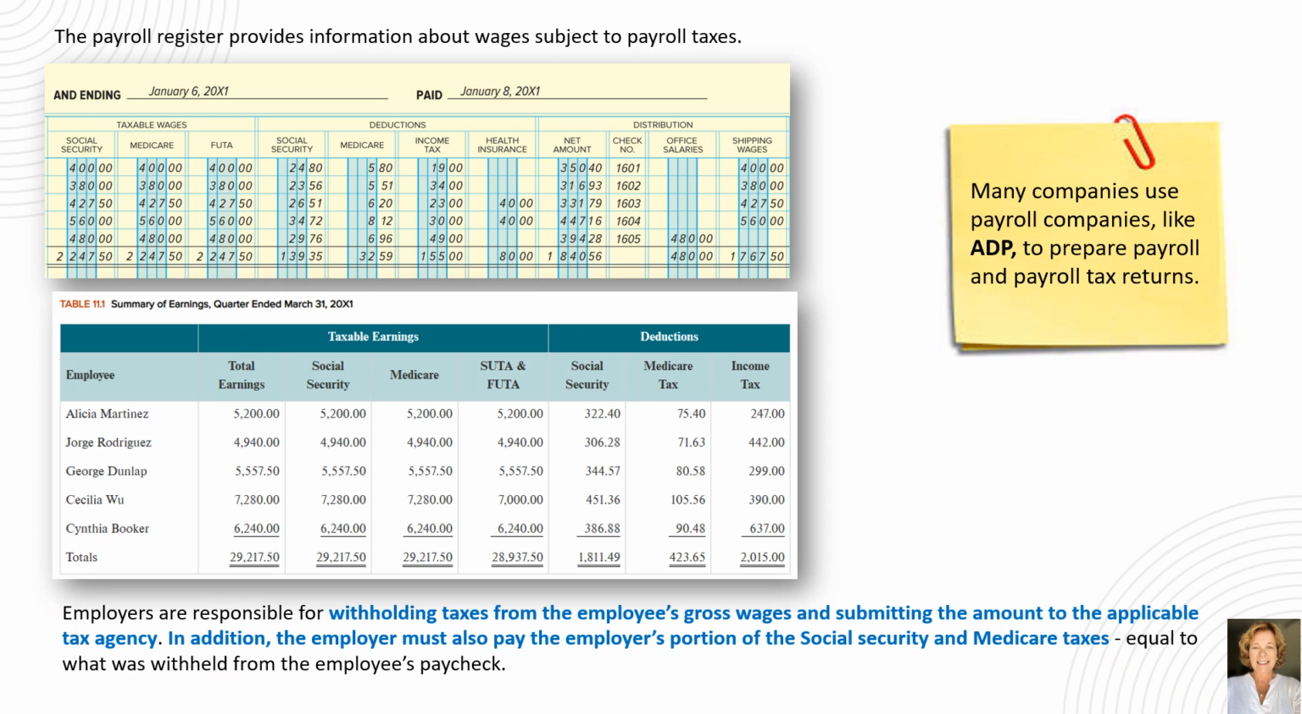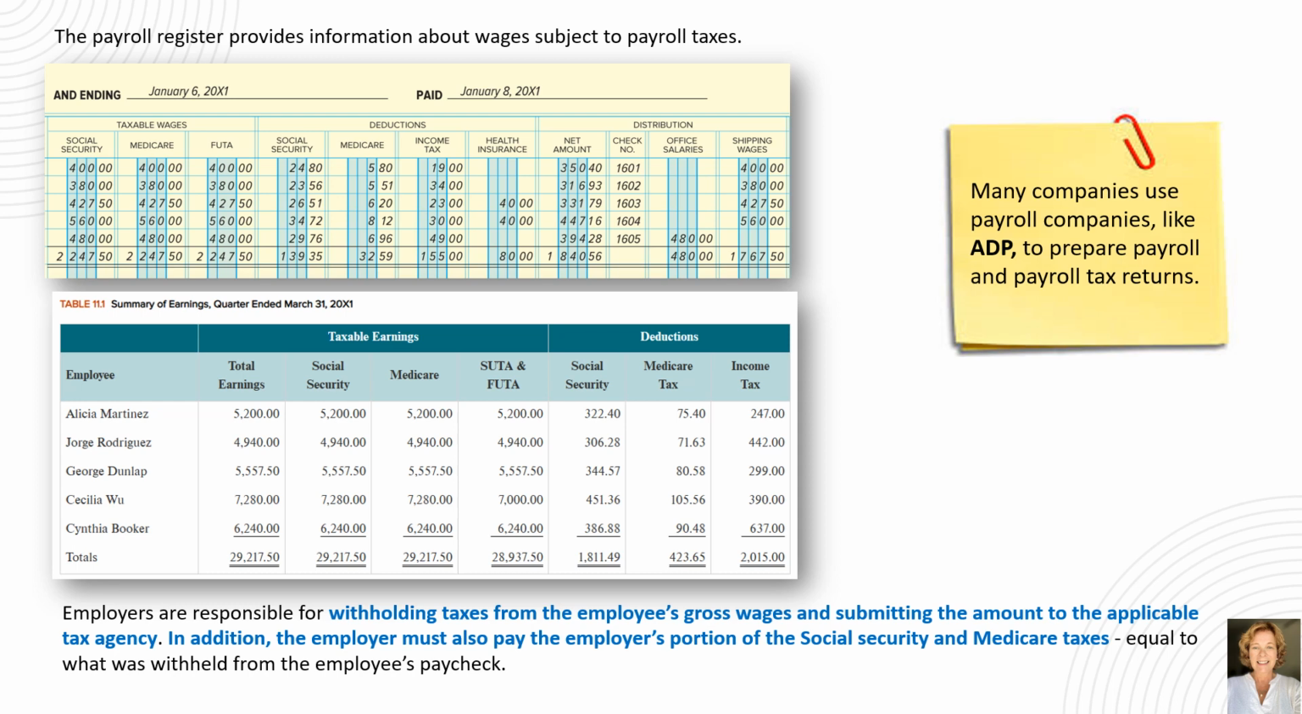The starting point for determining how much a company owes in payroll taxes is the payroll register. The payroll register provides information about wages subject to payroll taxes, and the first schedule shows a portion of the payroll register for the week ending January 6th. Let's take a look at the payroll register. In the header section, you can see the period ending date of January 6th, 2021, and the date the payroll was paid, which is January 8th, 2021.